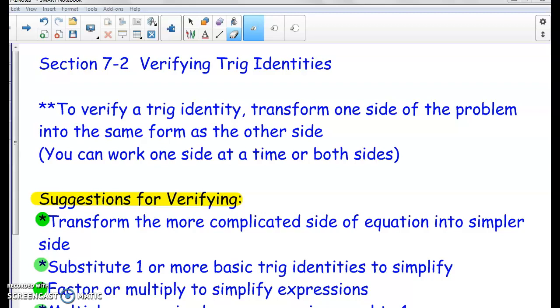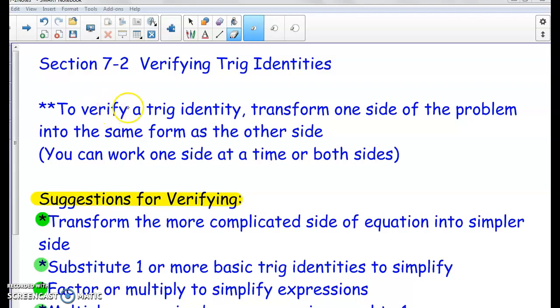Okay, AP, today we're going to do section 7.2 in the pre-cal trig expression unit. So just copy it down as is in your notes. It's called verifying trig identities.